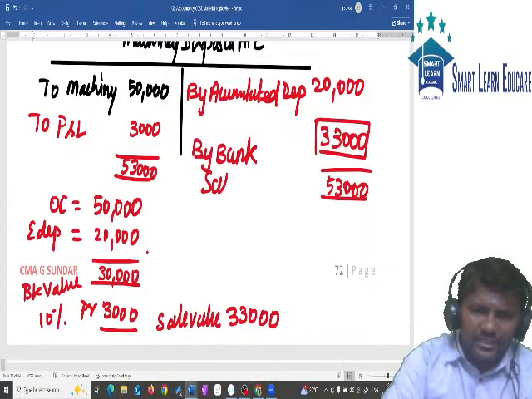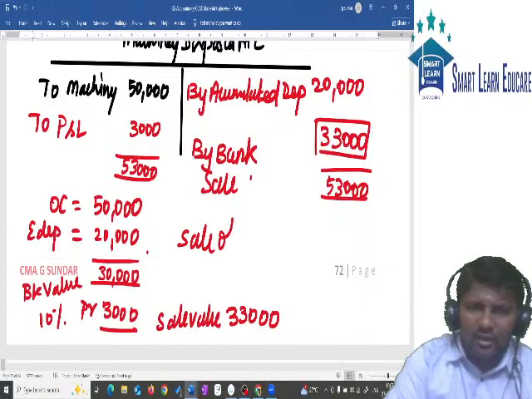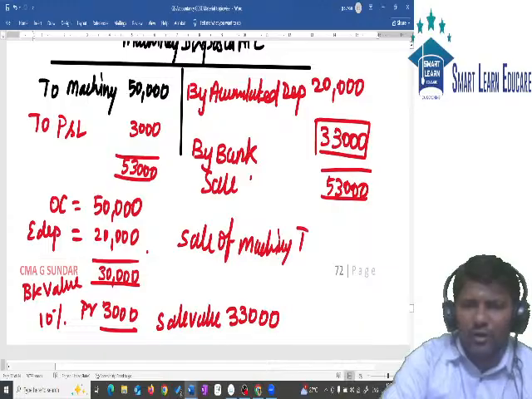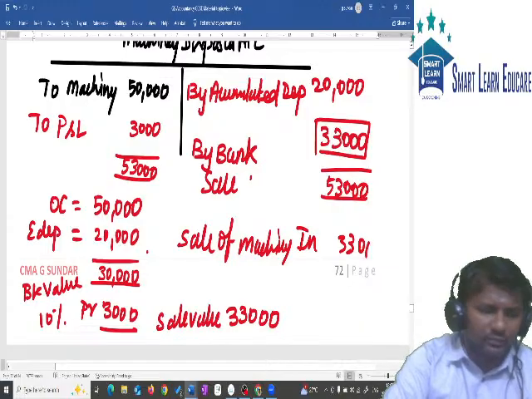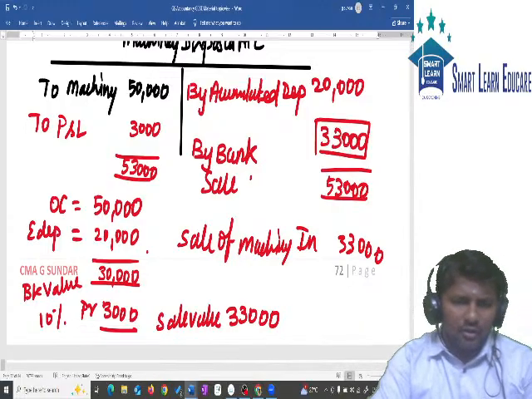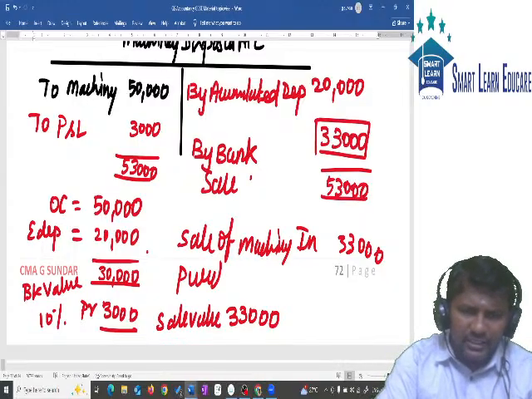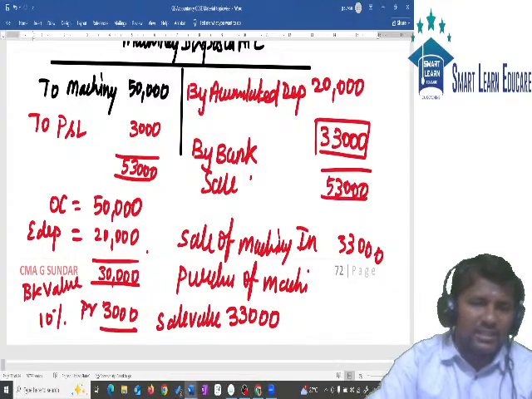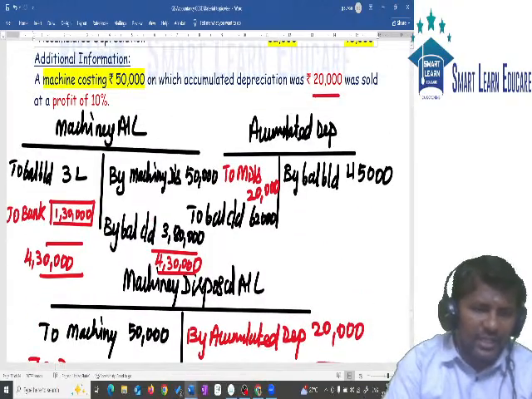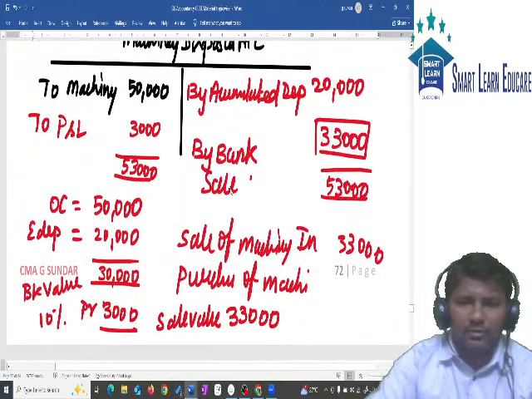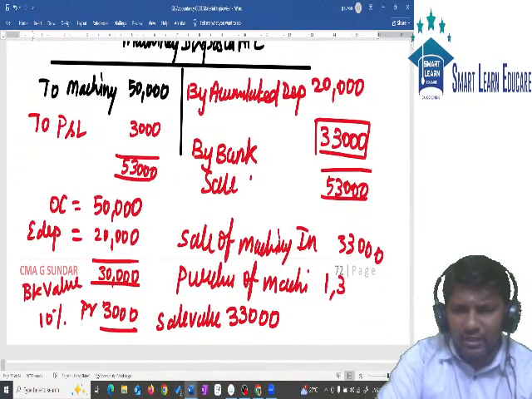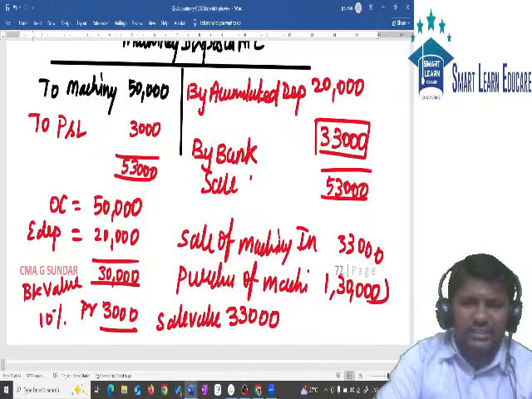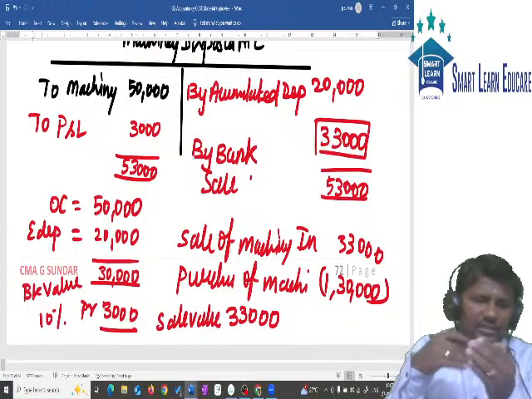When you sell the machinery, it is an inflow of cash. So in the answer, sale of machinery: how much is it? Inflow of cash, 33,000. Also we have purchase of machinery. What is the balancing figure in the machinery account? We already arrived at 1,30,000. This 1,30,000 is outflow. When we purchase, it is outflow.